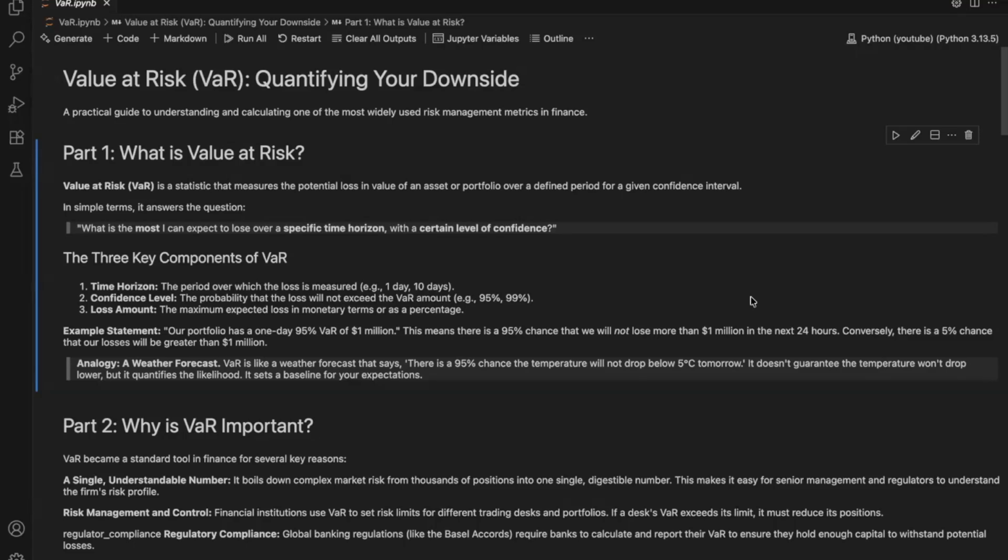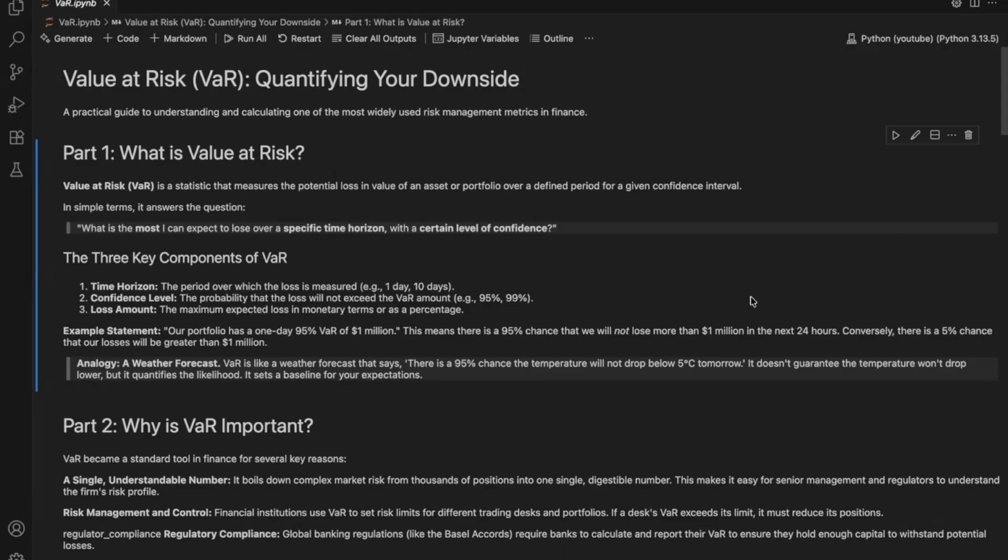In today's video, let us understand the value at risk concept, a powerful metric used across finance to measure the potential losses. If you have ever wondered how big banks or fund managers quantify their risk, that is where they often start. By the end of this video, you'll not only understand what VaR is, but you'll also see how to calculate it yourself using Python.